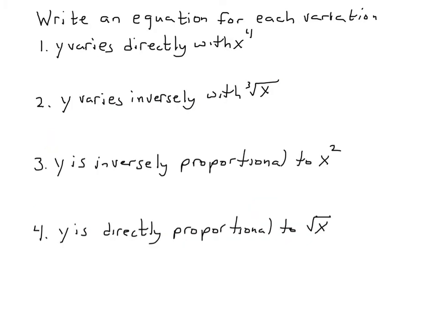What I'd like you to do now is I've written down 4 different variations, either direct or inverse, and what I'd like you to do is write the equation for each variation. So in terms of the problem, you're not going to be able to tell me what k is, but your equation should involve k. So pause the video and write down an equation for each one of the 4 variations that are described on this slide.